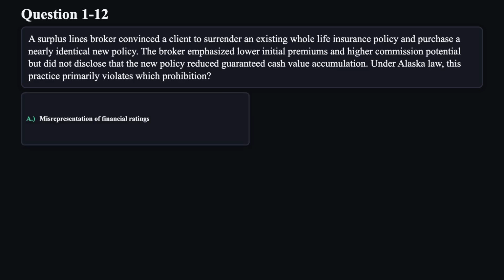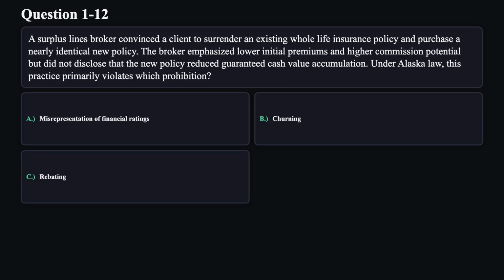A. Misrepresentation of financial ratings. B. Churning. C. Rebating. D. Twisting.